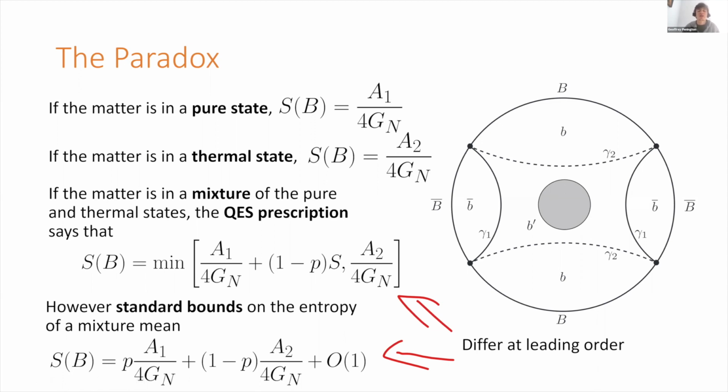And we see that for generic values of P, these things are just going to differ at leading order, right? In particular, if we make P relatively big, we can make this thing be minimized by A2. So it's just equal to A2. But this actual answer is still a weighted average of A1 and A2. Okay, so these are very different things.